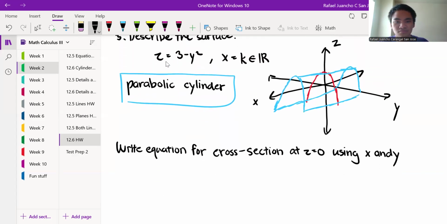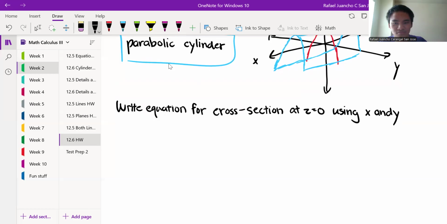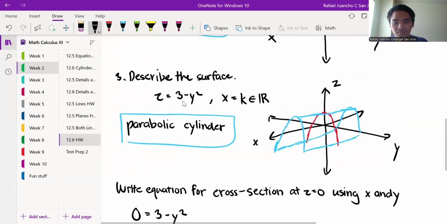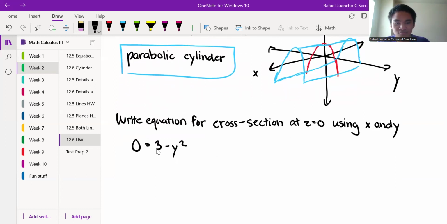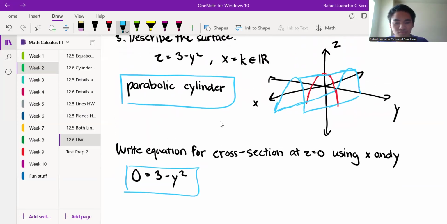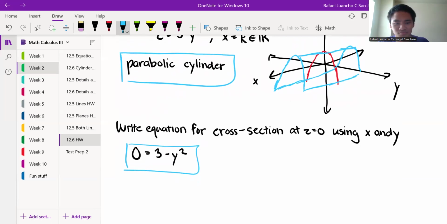So when z is 0, well, we just have 0 equals 3 minus y squared, right? Because that's when z is 0. We don't have x. x could be anything. So that's it, pretty much. We're going to type that in. 3 minus y squared is 0. Submit and see.